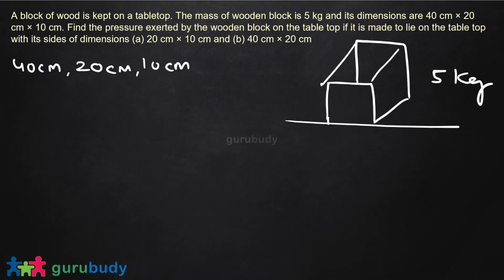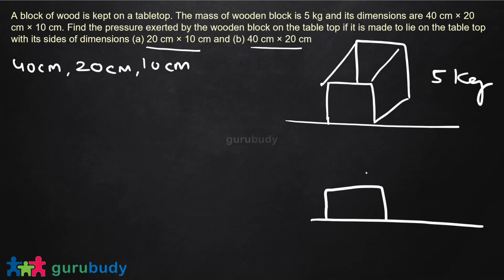It's asking us to calculate the pressure exerted by the block on the top if it is made to lie on the top with its sides of dimension 10 by 20, and 10 by 40, and 20. So we have two questions here. One, when the block is lying on the ground with this side being 20 centimeter and this being 10 centimeter. Let's do this problem first.